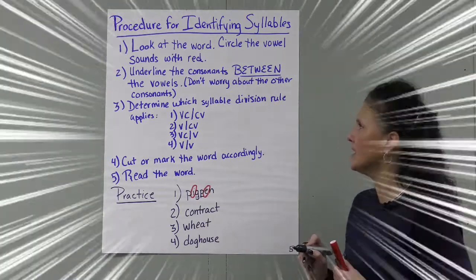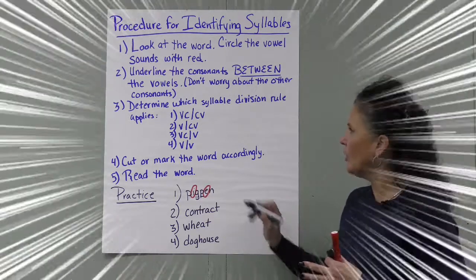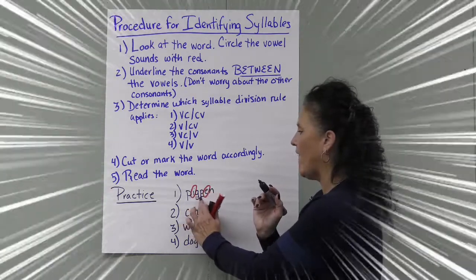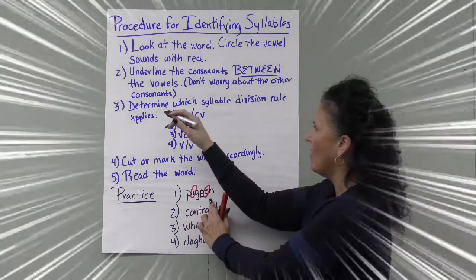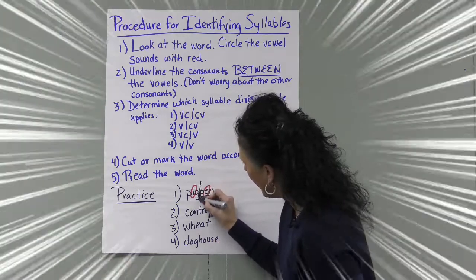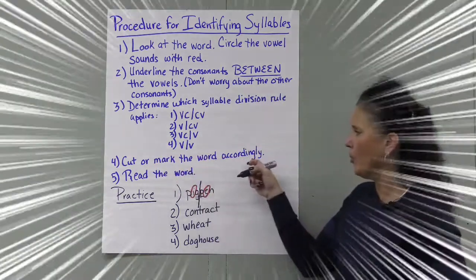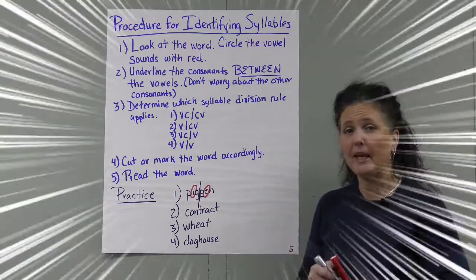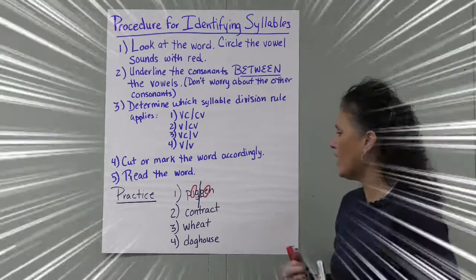Those are our consonants. Then we have to determine which one of these we're going to use. I already see it. We have vowel, consonant, consonant, vowel. That's this one. So we're going to separate it right here, cut or mark the word, then we read it, pigpen. So there are 2 syllables in pigpen, right? Let's try the other one.